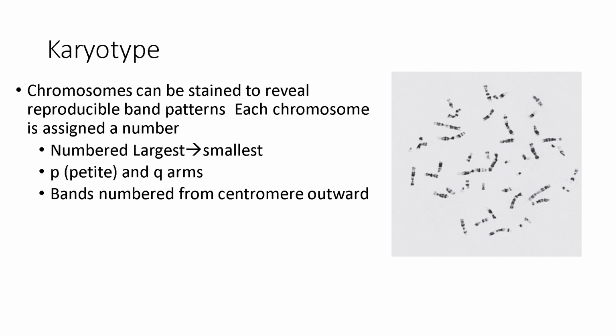They are ordered from largest to smallest. Each chromosome consists of two arms, a short arm called p and a long arm called q. Bands on the chromosomes are numbered outward from the centromere, enabling precise genetic mapping and analysis.